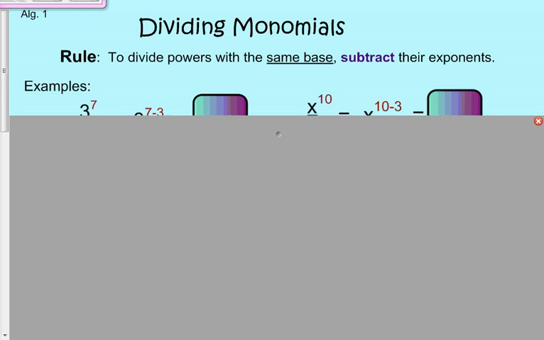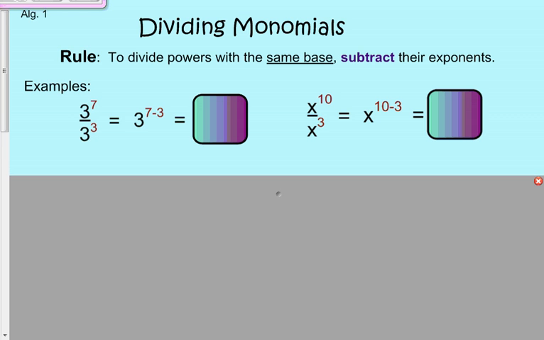Thank you, Seth. Okay, for our first example, we're going to start out nice and slow. 3 to the 7th power divided by 3 to the 3rd power. Now you can see that the base is the same because they're both whole numbers of 3. So all we'll do is subtract the exponents. So 7 minus 3 gives us 3 to the 4th power. And that's all there is to it.